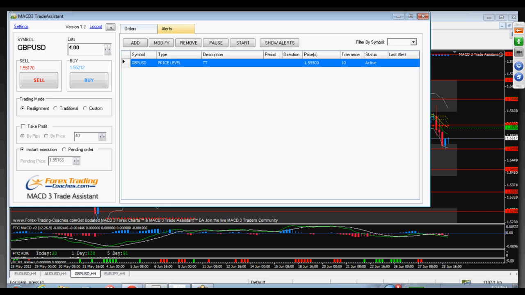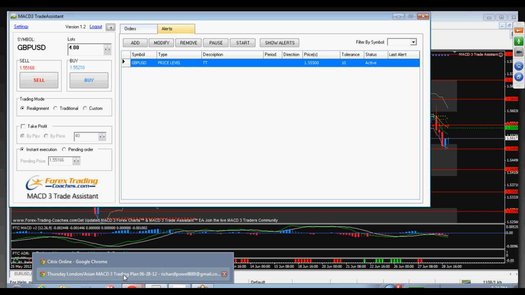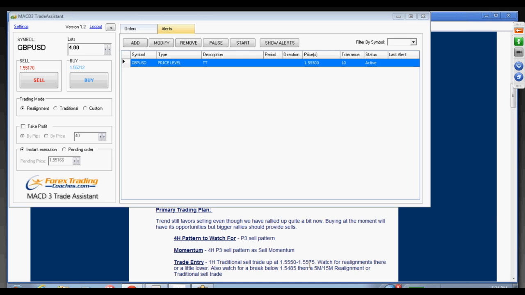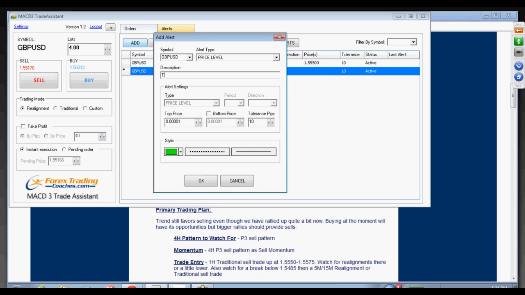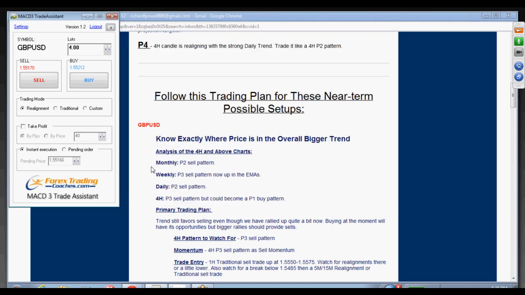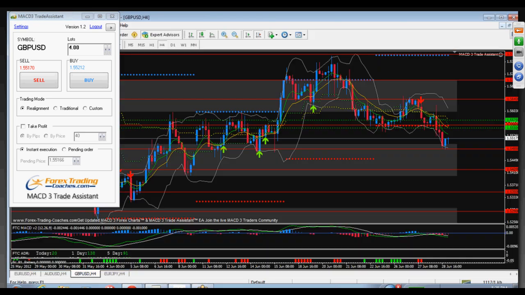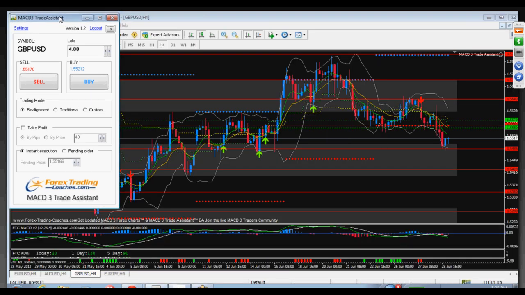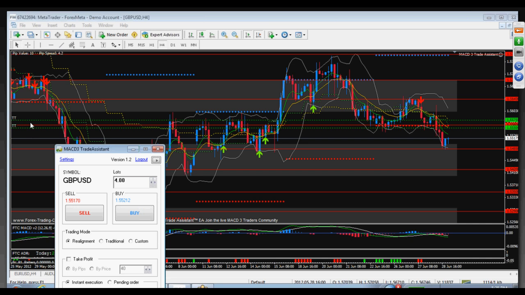And so then the second one I type in is another traditional trade level, which is 1.5575. So I go in here for the price, type in 1.5575, and I have my two traditional trade levels right there, and they're both marked, boom, boom, right there on the pound dollar.